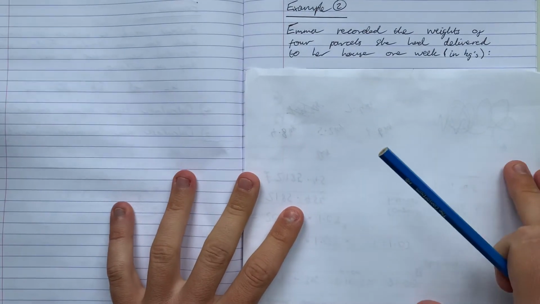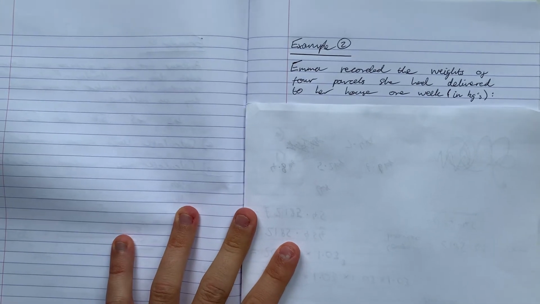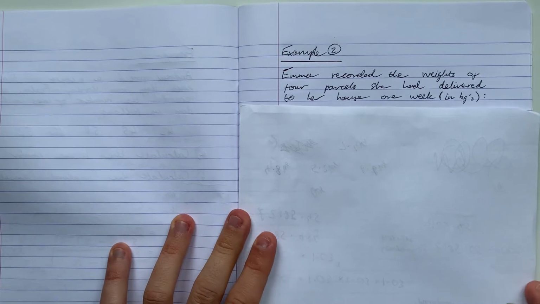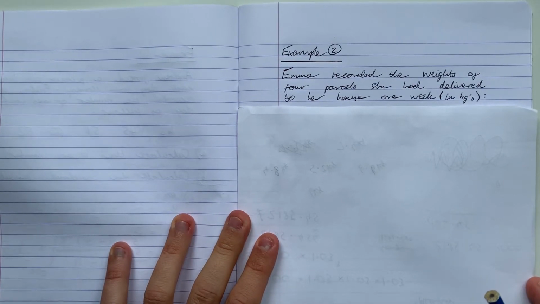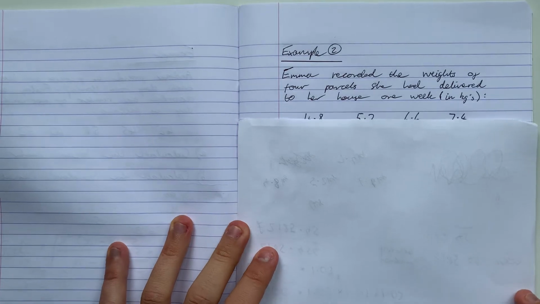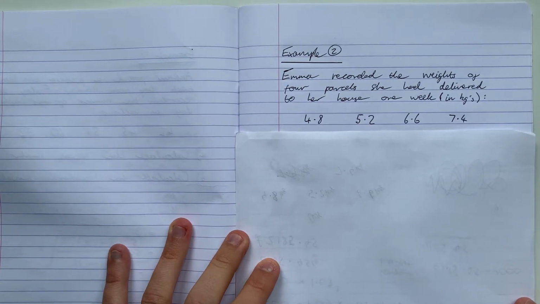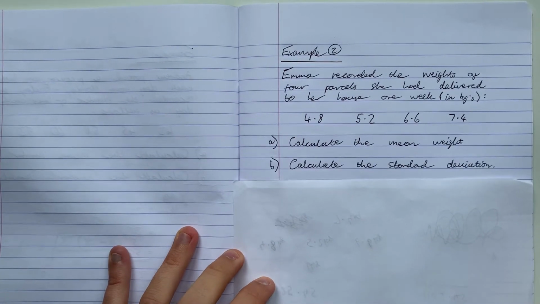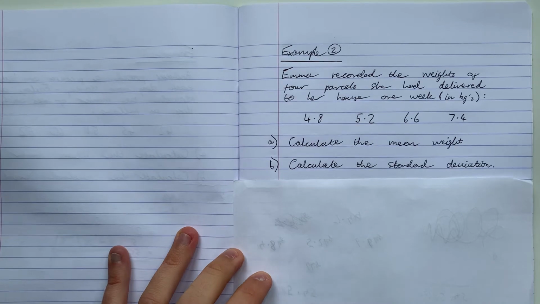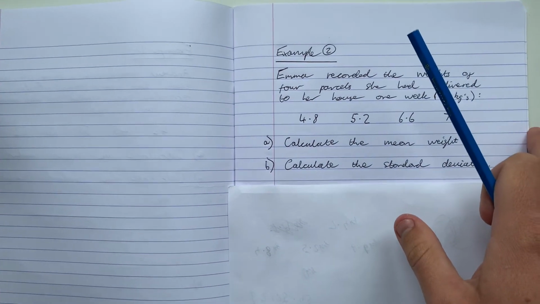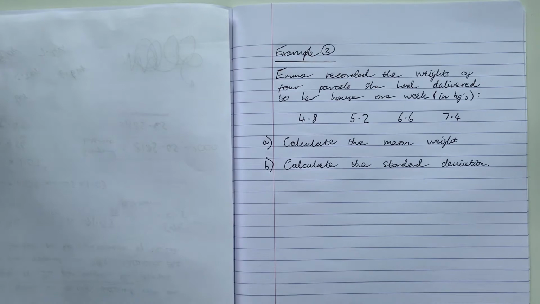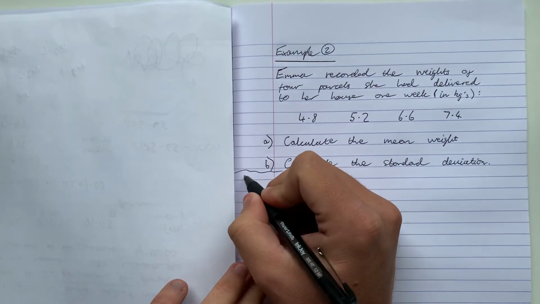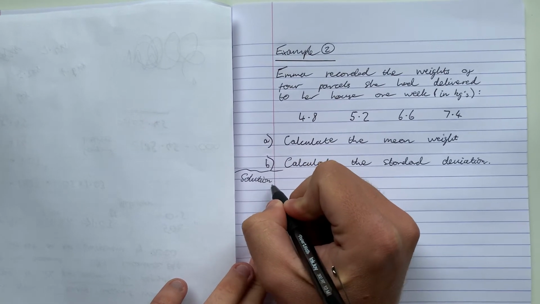So example 2. Emma recorded the weights of 4 parcels she had delivered to her house one week, and these weights are in kilograms. So we've got 4.8, 5.2, 6.6, 7.4. Part A, calculate the mean weight. Part B, calculate the standard deviation. We are going to have a part C in this question, but not right now. We are going to do it separately though. Let's just go ahead and do this quickly though. We don't want to waste too much time. So let's do the solution here.